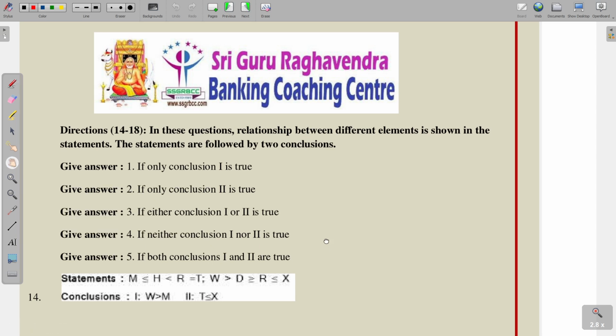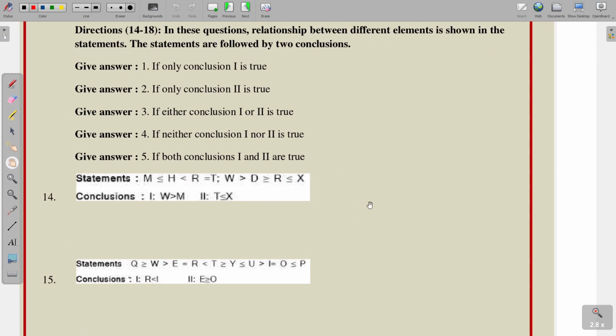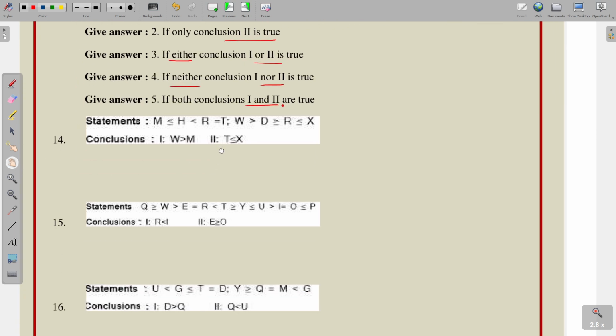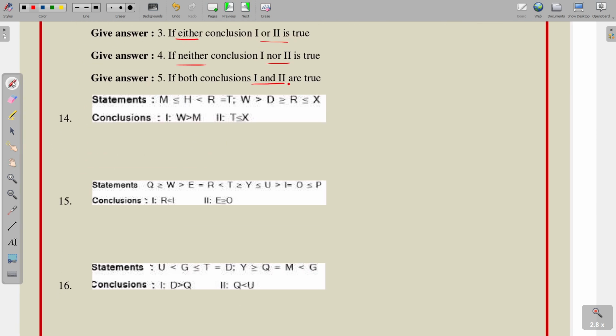Next. So here we have inequalities. See the first one. Options: conclusion 1 is true, conclusion 2 is true, either 1 or 2, neither 1 nor 2, option 5 both conclusions 1 and 2 are correct. So see the 14th one. First one, W greater than M. So W greater than M and M less than W, both are correct.